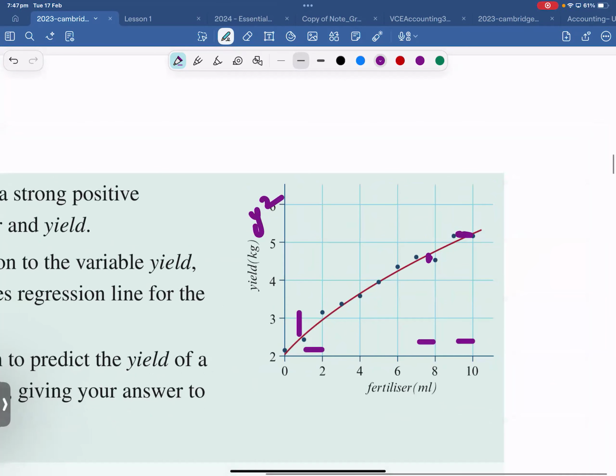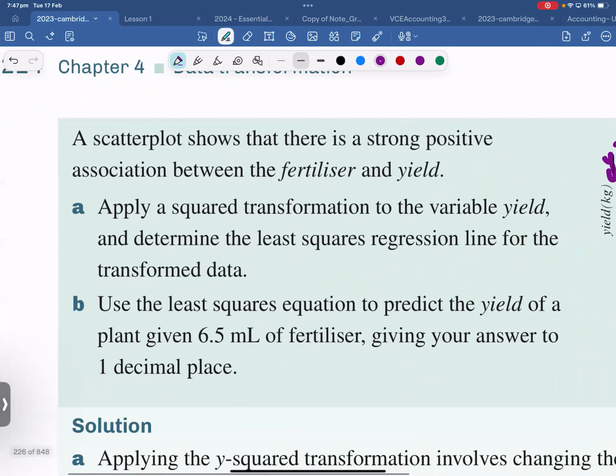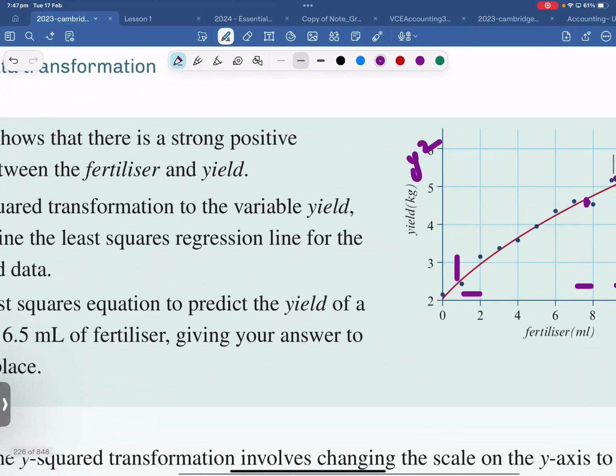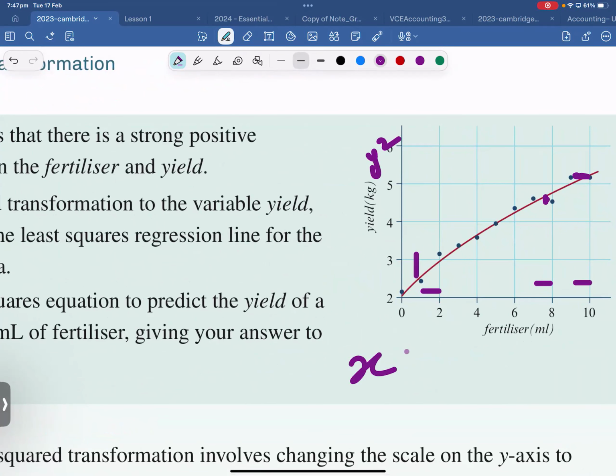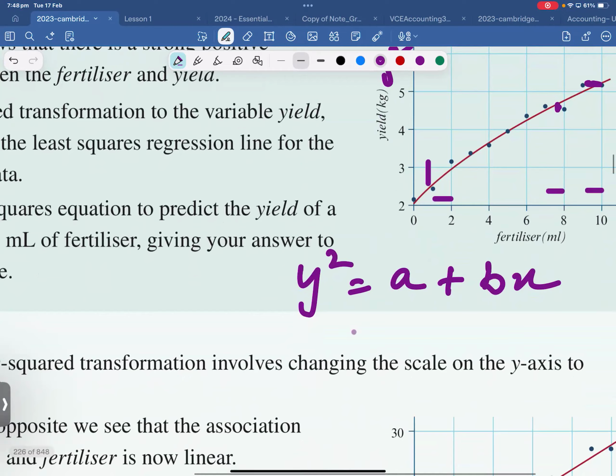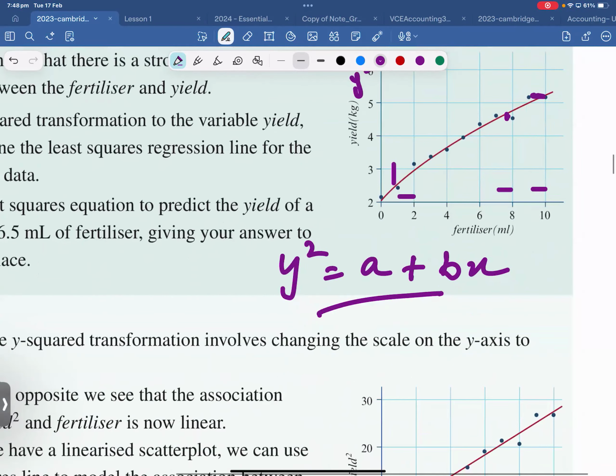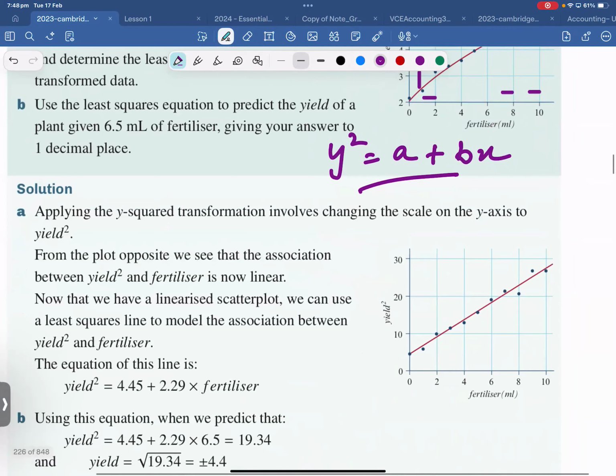Then when we use y squared, again we are going to do the same thing, guys. How are we going to find the new regression line? The new regression line will be x and y squared. So our equation will be like this. Look at this. Y squared is equal to a plus bx. This is a new equation. Y squared.